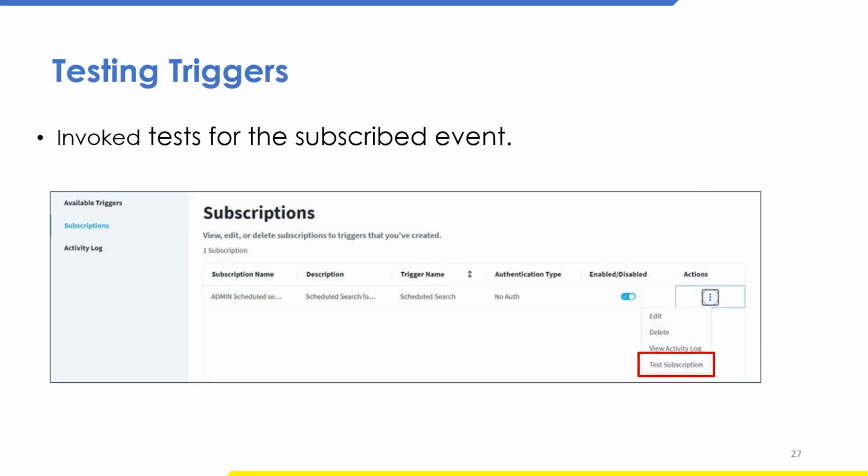In this slide, we are going to see about testing triggers. It's important to test your trigger subscription configuration with your actual subscription service before enabling your subscription for production use. Testing subscriptions ensures that your subscribing service can successfully receive events and that you are receiving the correct events based on the filter you have provided.